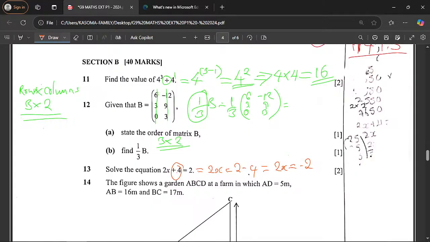Okay, once we have found the answer to be negative 2, what we need to do is remain with the x alone on this side. So we divide both sides by 2. The 2 here cancels each other out.